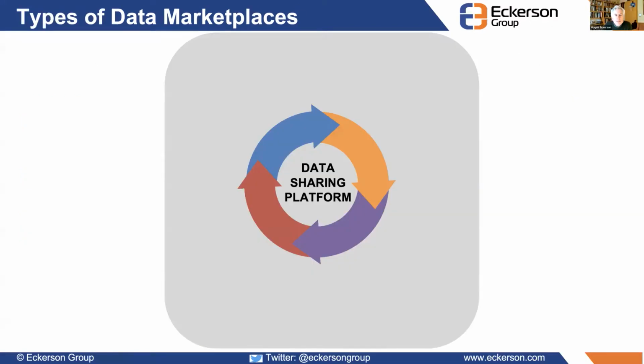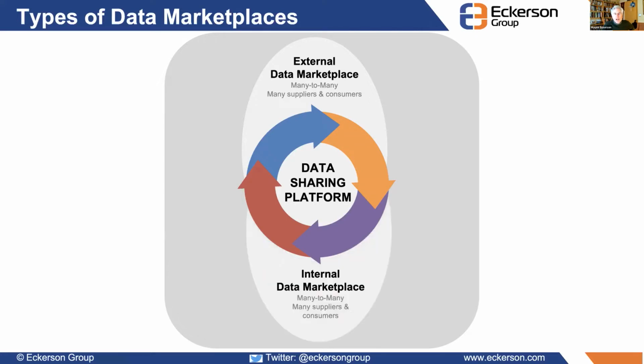So let's talk about types of data marketplaces here, as Nicholas has alluded to some of them. The first one, and I think the one that pops into most people's mind, is an external data marketplace, or what I was probably calling a global data marketplace. This has a many to many relationship between data suppliers and consumers. The converse of that is an internal data marketplace. It's also many to many suppliers and consumers, but they're employees or possibly suppliers, so that would kind of make it external.